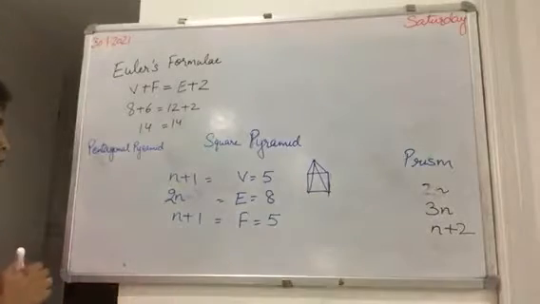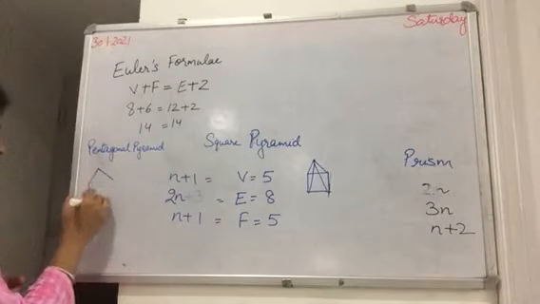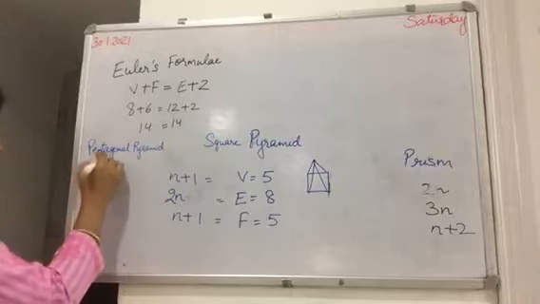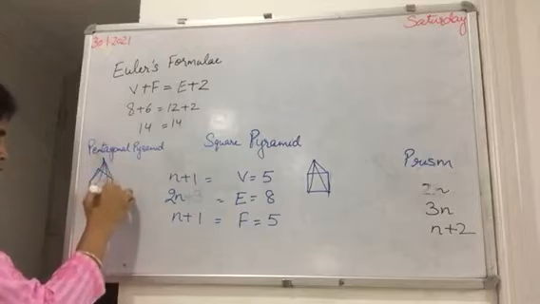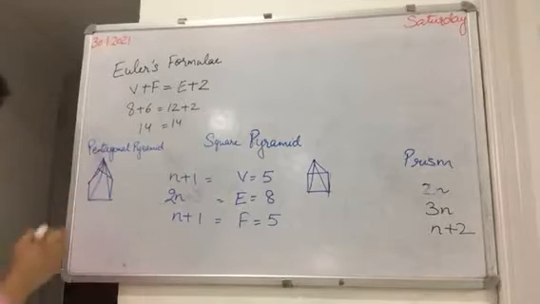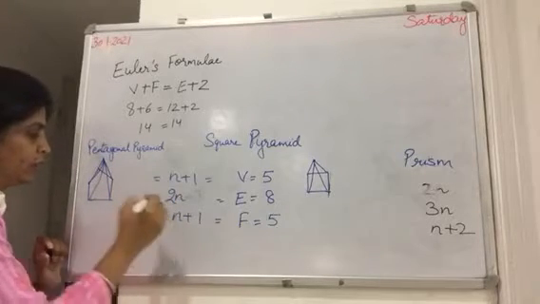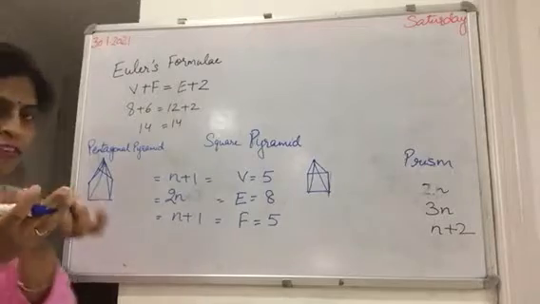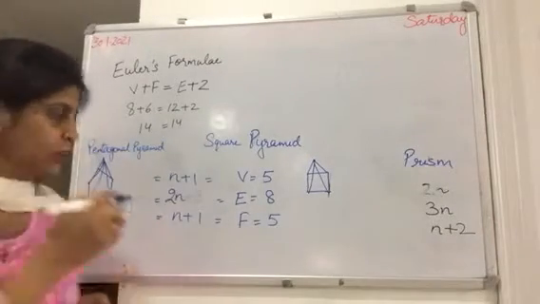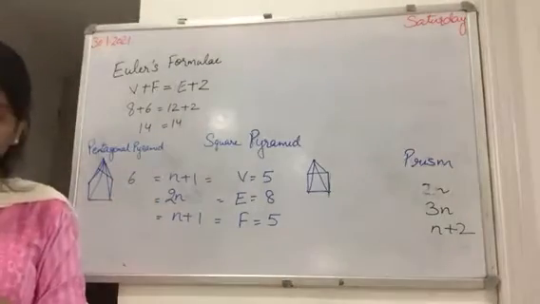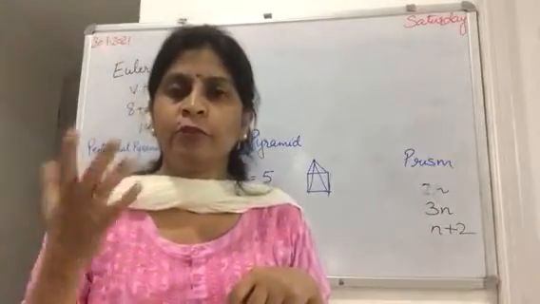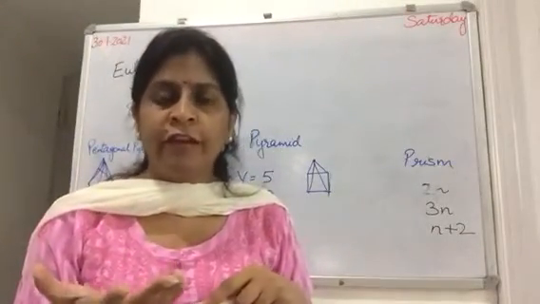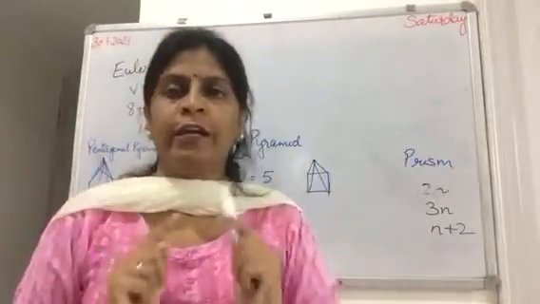Yes. Let's take a pentagonal pyramid. This is the pentagon and this is the topmost vertex. Now I will write the vertices, faces and edges. Pentagon has 5 sides at the bottom and 1 top, so 6 vertices. Now edges: 5 at the bottom, and all the 5 corners will be connected with the top.